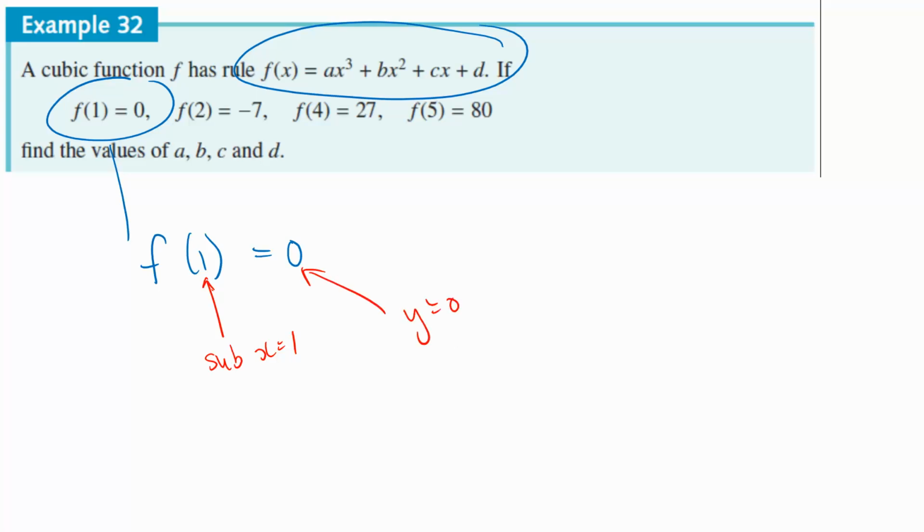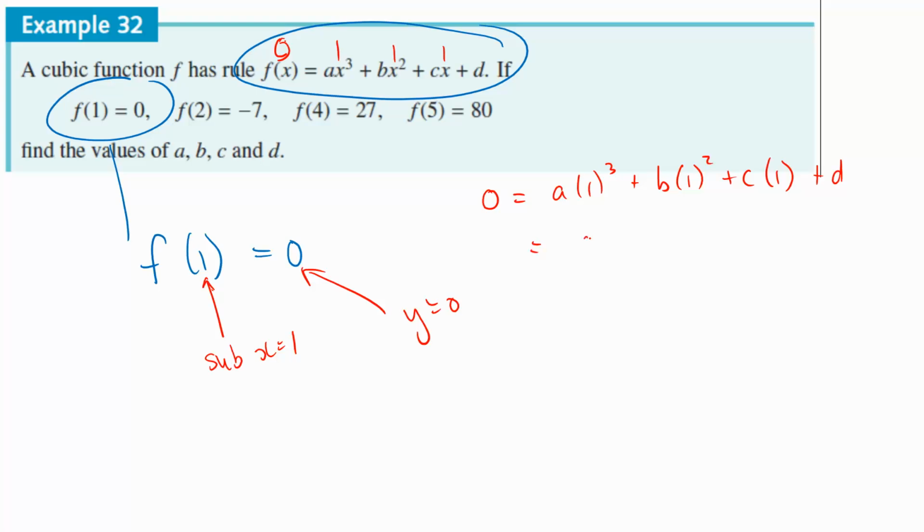That's all it's saying. If you sub 1 in, this answer is equal to 0. That's all it means. Nothing tricky. So what that means is you can get your first equation as 0 equals a times 1 cubed plus b times 1 squared plus c times 1 plus d.